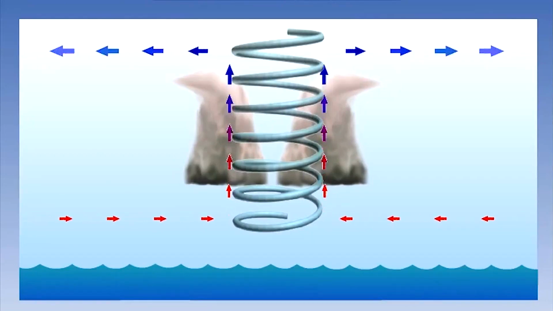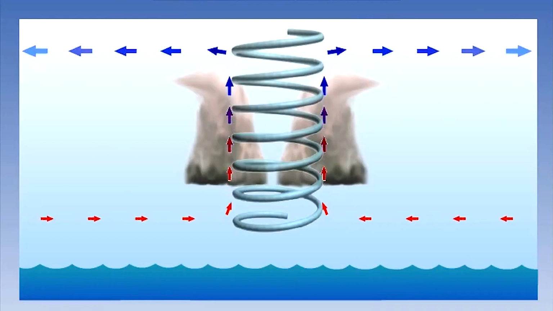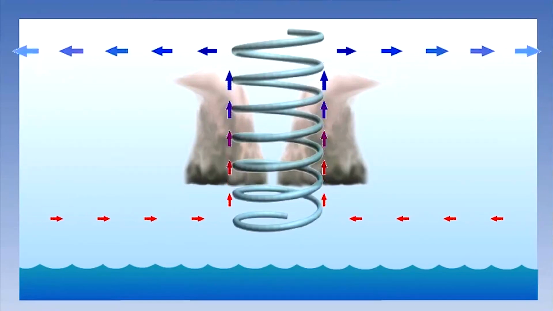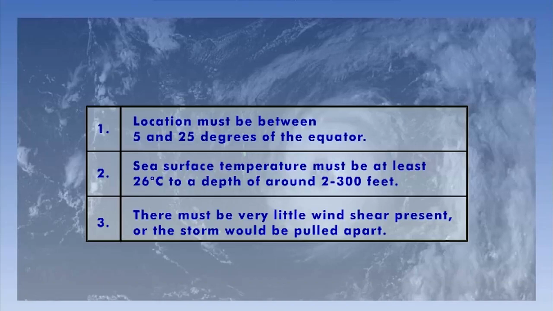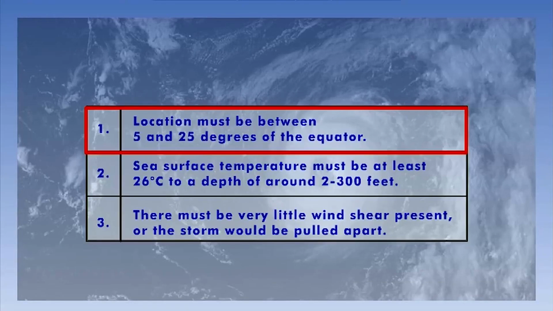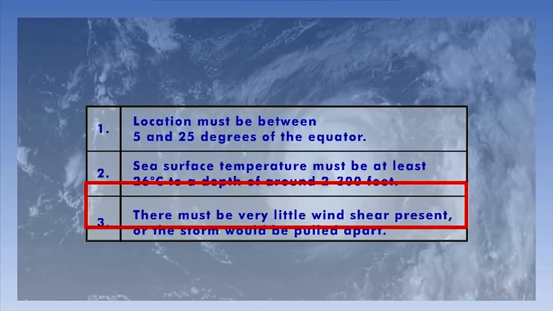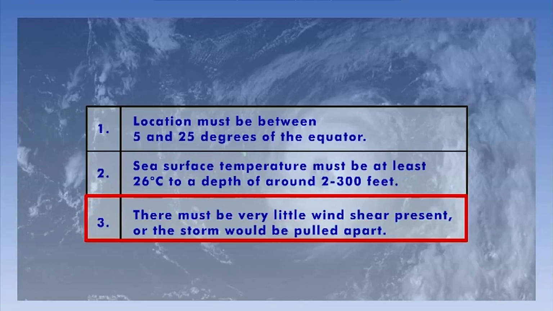Only around 10% of these cloud clusters go on to produce full-blown storms. Most simply die away fairly quickly. These are the requirements for the formation and sustained development of a tropical revolving storm. The location must be between 5 and 25 degrees of the equator. The sea surface temperature must be at least 26 degrees Celsius to a depth of around 200 to 300 feet. And finally, there must be very little wind shear present, or the storm would be pulled apart.